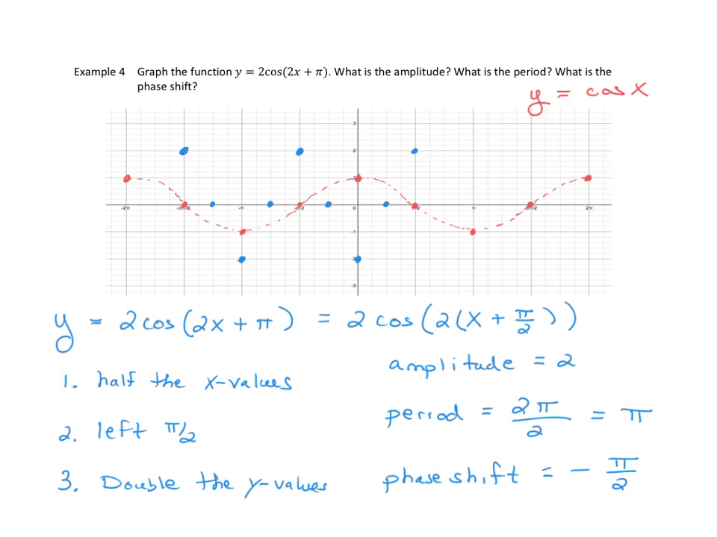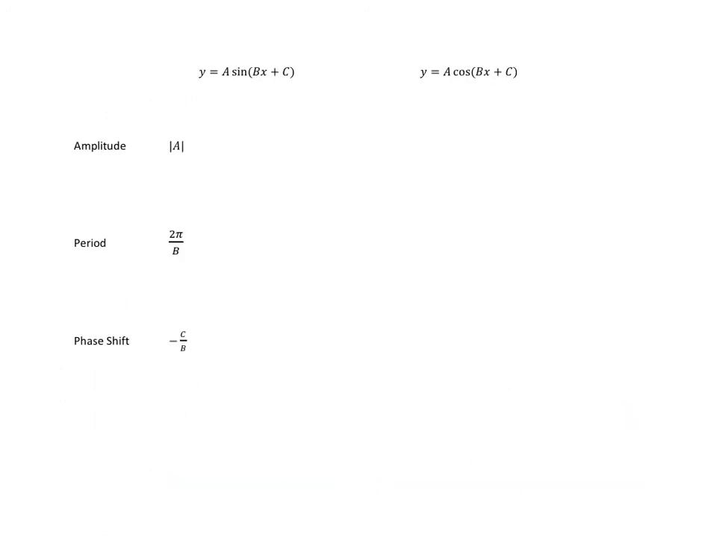I can now sketch the function. And I'll just note that it goes forever in both directions. All right, so just to point out, I first dealt with the x values with the 2. I then went left due to the phase shift, and then I doubled the y values. So just to summarize these ideas, if you have a sine function or a cosine function of the form a sine bx plus c, these numbers can determine the amplitude, period, and phase shift.